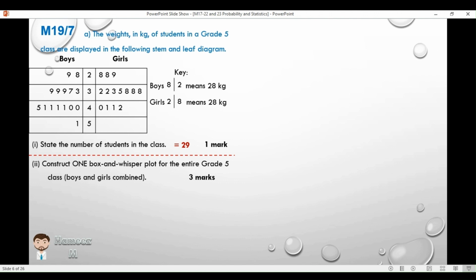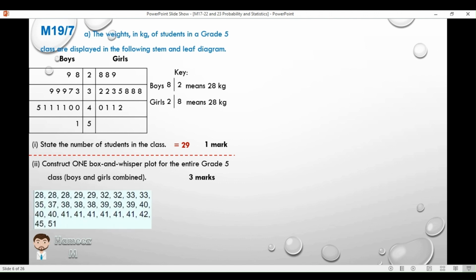So let's combine them so we can start writing it, such as 28, 28, 28, 3 sets of 28 in terms of we're going in ascending order, and then two 29s, and it goes straight up until the largest value is 51. So it is incorporating all the weights in ascending order, irrespective of whether or not it's a boy or a girl. So now that we have that, we can get the vital information required.